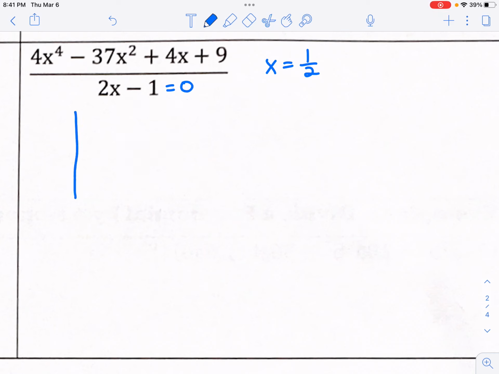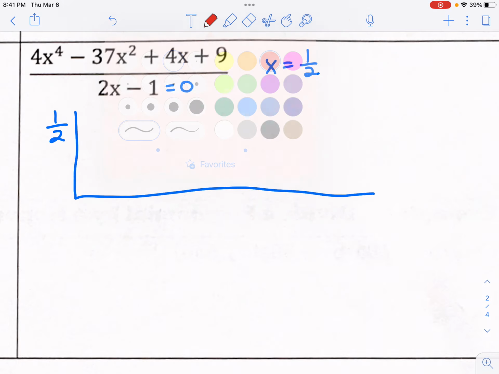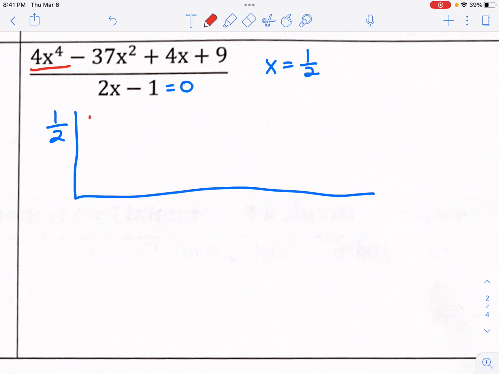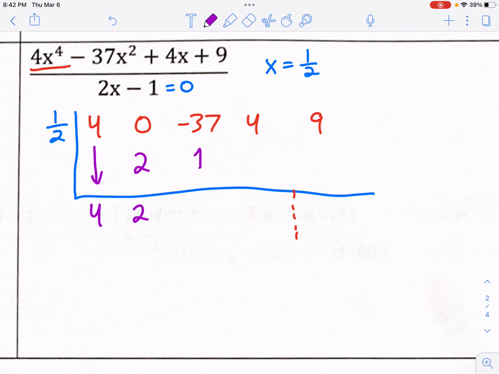All right, so let's set this guy up. 1/2. I look to see. We get 4 first. And notice there is no cubed, so we need to put a 0. -37, +4, +9, and then we put dashes on the last one. All right, same process as before. Drop the first one, then we start multiplying. So 4 times 1/2, half of 4, that's going to be 2. 0 plus 2, 2. Half of 2 is going to be 1.